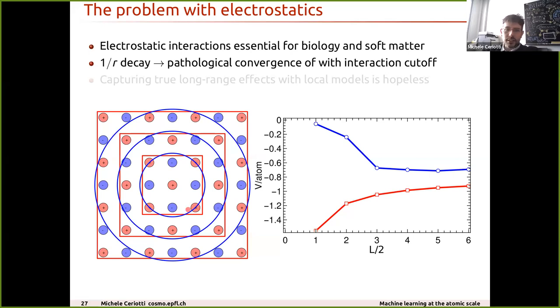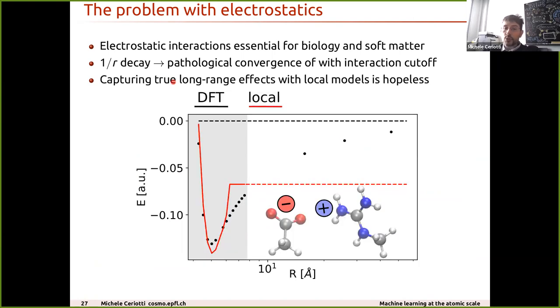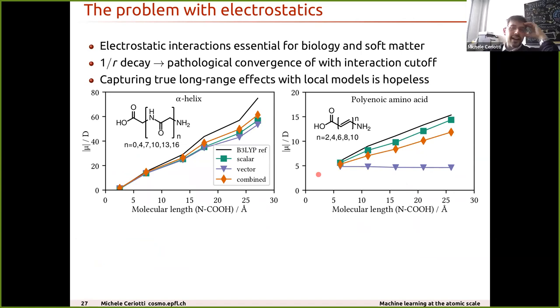And what is interesting is that if you perform the summation and you try to converge the summation by incorporating interactions up to a certain distance, summing over spheres or over cubes of increasing size, not only does this converge slowly, but it converges to a different limit depending on whether you sum over spheres or over cubes. And this gives you a very striking example of the pathological behavior of 1/r interactions and why capturing long-range effects with a local model, no matter how large a cutoff you choose, is hopeless. You really would need a cutoff distance of hundreds of angstroms to even get close to capturing electrostatic interactions accurately. So here we tried something a little bit different.